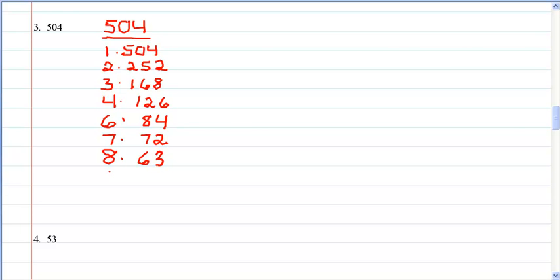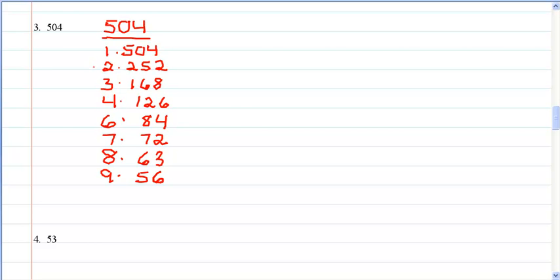9 will also work because if we add the digits of 504, we get 9. 9 divides into 9, so 9 will divide into 504. And if you divide that on the side, you'll get 56. 10 will not work because this number does not end in 0. 11 will not work because the middle digit is not the sum of the outer digits.